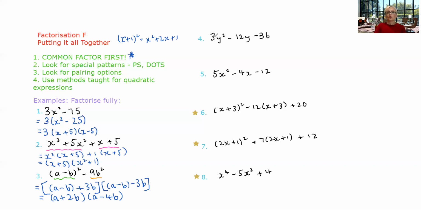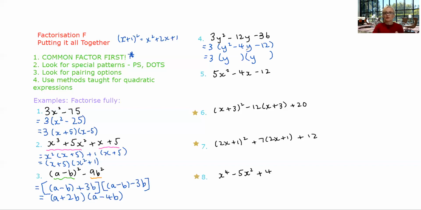Okay, number 4. Let's have a look at this. Well, it's a quadratic expression, but let's check before we launch into that. Let's have a look and see if there's a common factor we can take out first. Well, there is. We can take out a 3 and we end up with that. Now we've just got our situation where we've got a 1 in front of our squared term. So we should be able to go straight to our 2 brackets here. And what we're looking for are 2 numbers that multiply to give negative 12 and add to give negative 4.